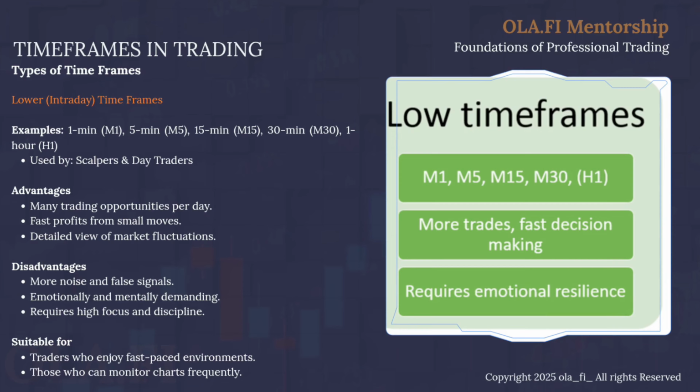If you use the data of one sunny day to judge the season, you'll be wrong very quickly, and that's what the lower time frame is like compared to the higher time frame. It shows you current fluctuations, but it does not give you a full picture of the overall market. So the disadvantages are more noise and false signals. It is also emotionally and mentally demanding, and requires high focus and discipline because it fluctuates rather quickly. You must be focused and disciplined during this trading period.